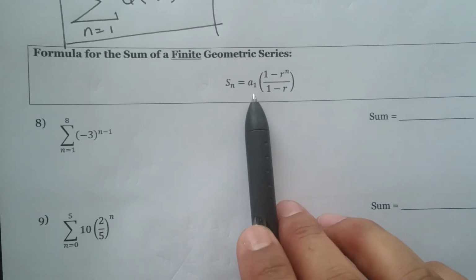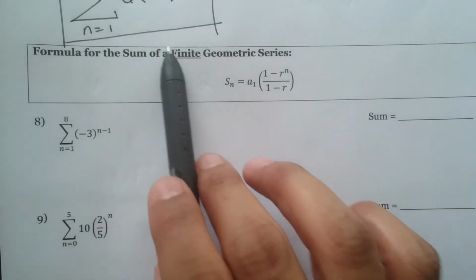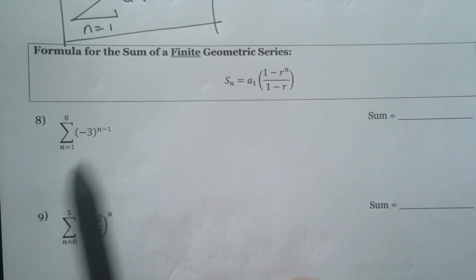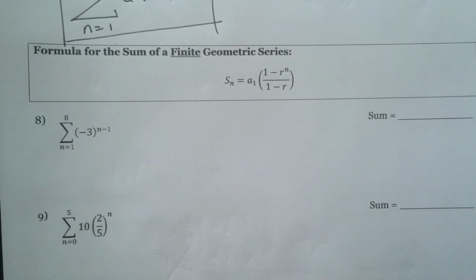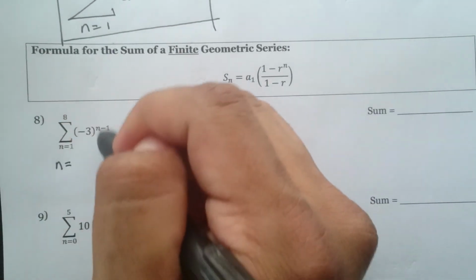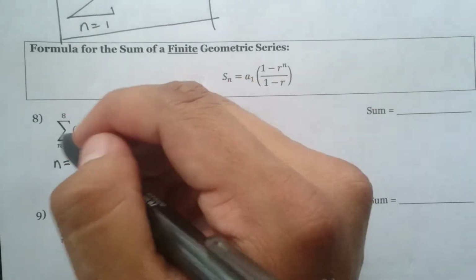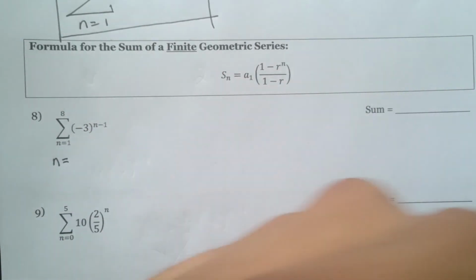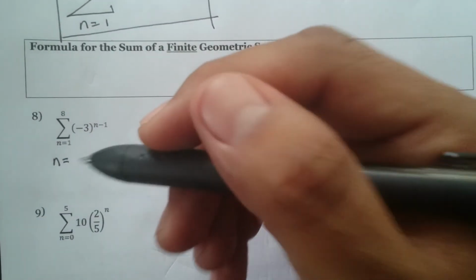So this is my equation for the sum of a finite geometric series. That means I have a certain number of terms. So if I'm given this, I need to figure out what n is. And n doesn't just equal 1. N is the number of terms that I'm adding up.